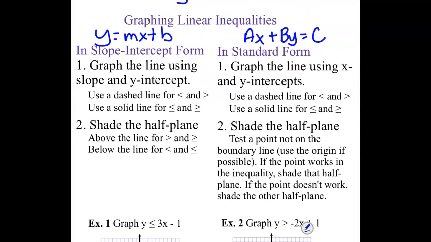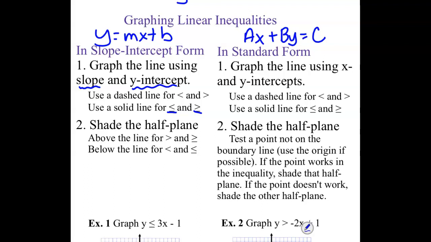In slope-intercept, you identify the slope and the y-intercept from the graph. You plot your y-intercept, and you count rise and run, right? You sketch the slope out. We use a dashed line if there's no equality part. We use a solid line if there is an equality part.